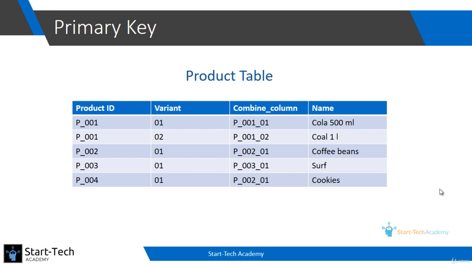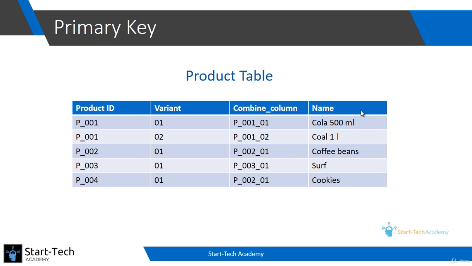And it is not necessary to use a single field as a primary key. We can also use a combination of different fields as a primary key. So suppose I have a unique product ID for all the products that I have in my grocery store, and there are some variants of those products as well. So suppose product 001 is for cola, then I have two different variants of cola, that is 500 ml and 1 liter. Therefore, in this table, I can assign a combination of product ID and variant to create a primary key for this table. When we are using multiple fields as a primary key, we call it a composite key.